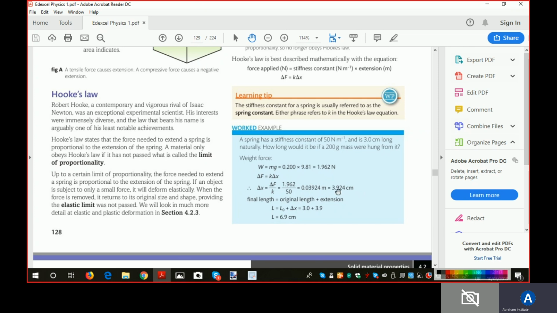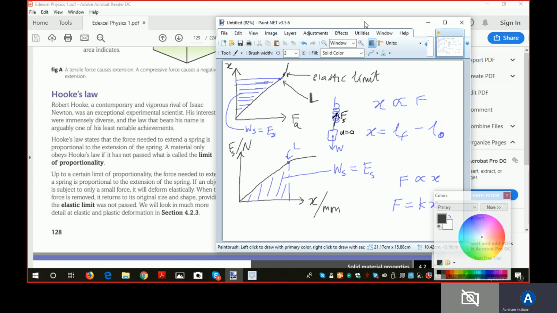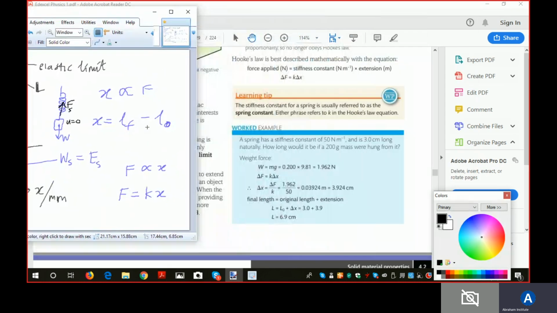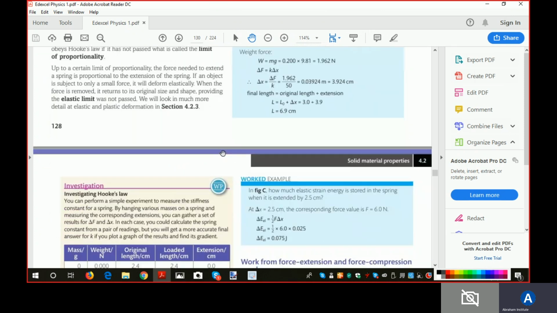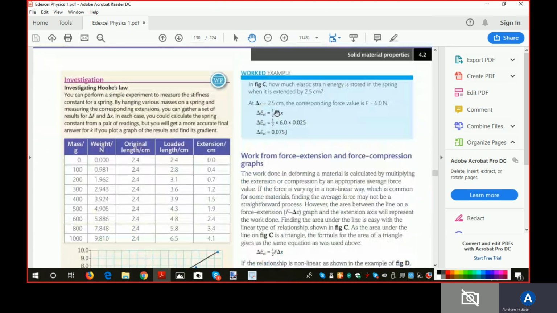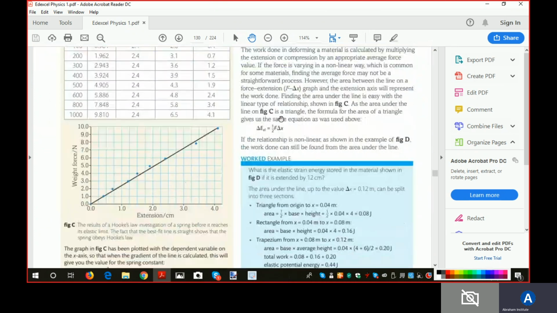Now they have not asked us the extension, they have asked us the final length. So final length is what? Original length plus extension. I wrote down the equation here. The extension is final length minus the original length. Therefore, the final length will be extension plus the original length, which is this. Okay, so that is about that.